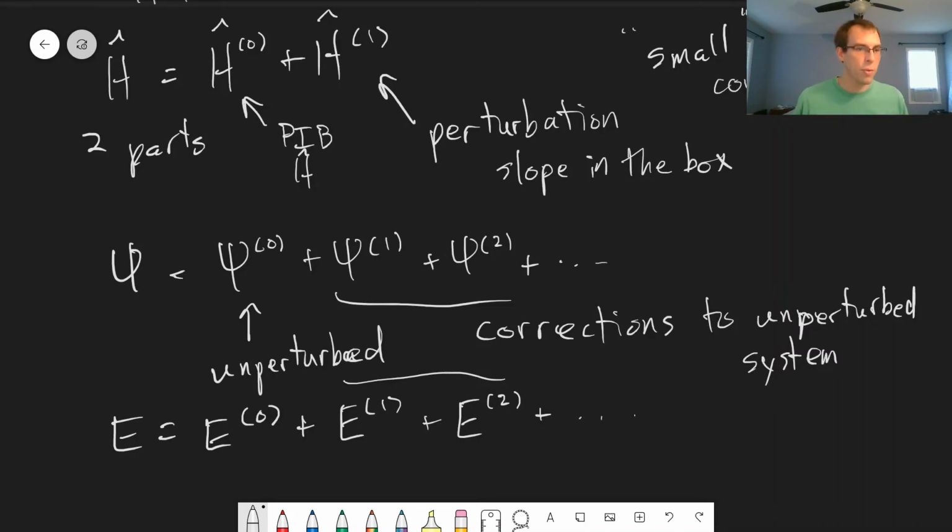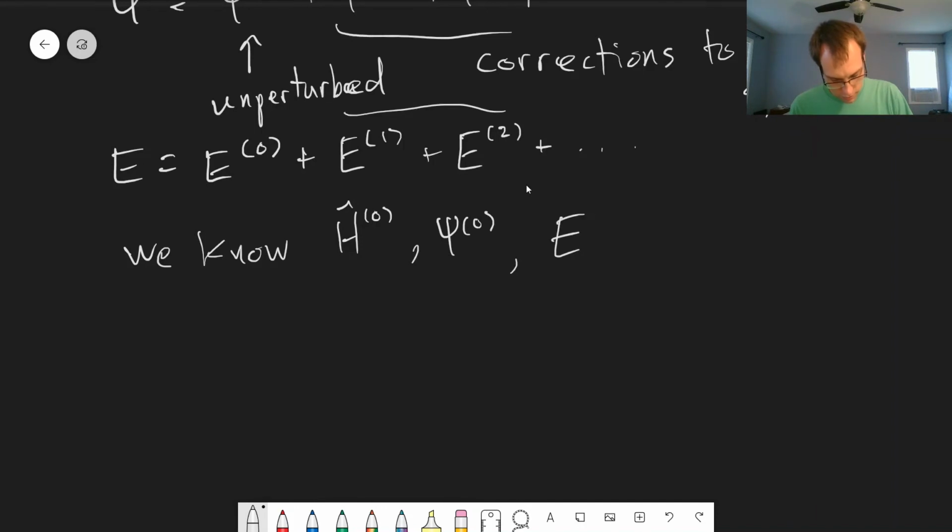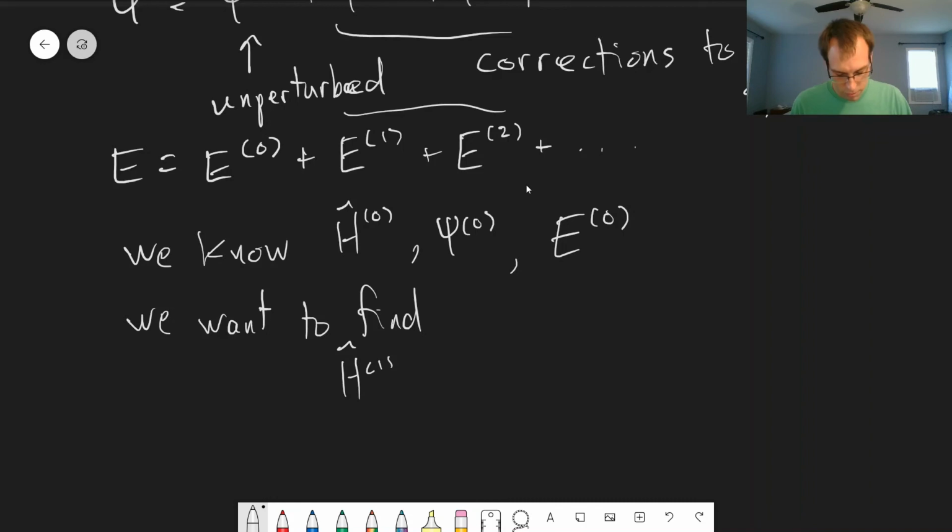Okay, so this is how we set up our perturbation problem. And really what we're after: we know the zero order terms. We know H0, psi 0, E0. By the way we set up our problem, we know what these values are. And we want to find the corrections. H1 is part of our definition of the problem, but we also want to find our wave function corrections and our energy corrections.